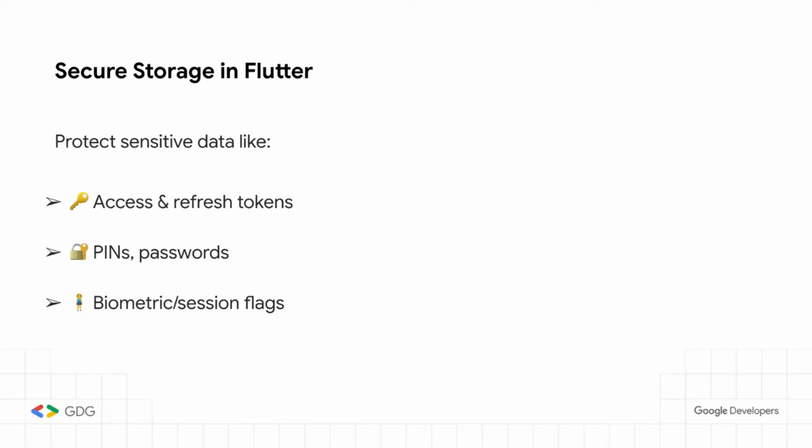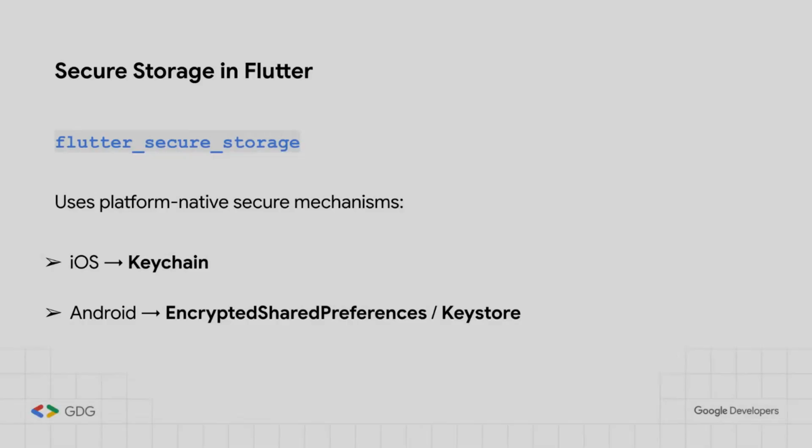So yeah, our access tokens and refresh tokens are something which are not going to be displayed in the application. That can be considered sensitive data. Even our pins and passwords, and also the session flags. Now, secure storage in Flutter can be achieved by using the flutter_secure_storage package, and always try using the most recent version of this.